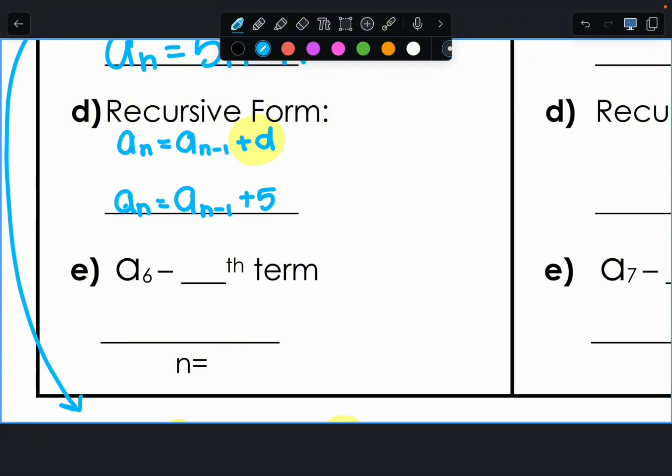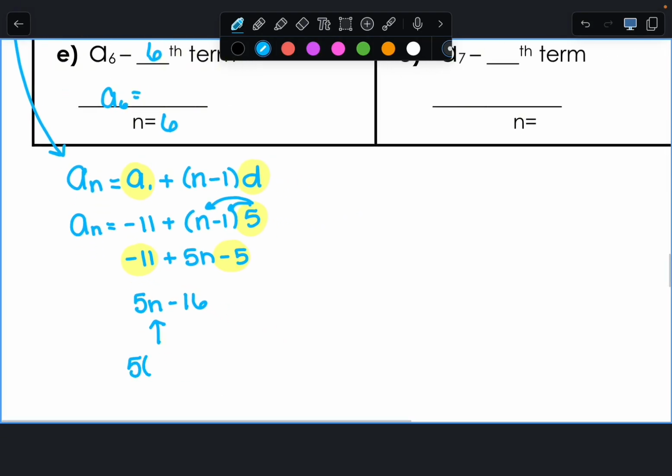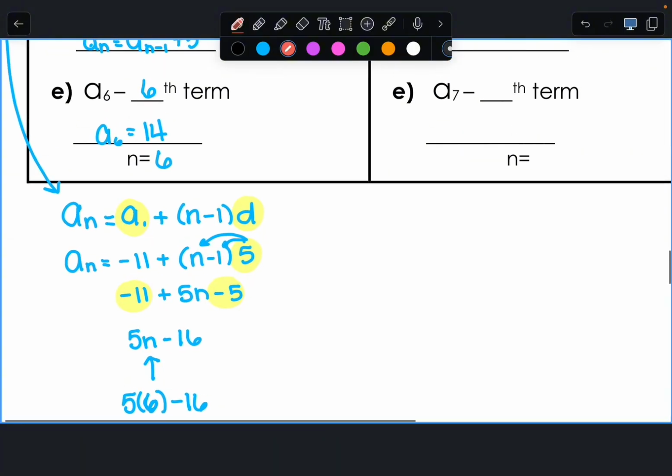Part E is asking us to find the what term? Sixth term, meaning that my value of n is 6. So I plug in a 6 where I see what? An n. So 5 times 6 minus 16. What do you get? 14. Okay. Bless you. Ready?